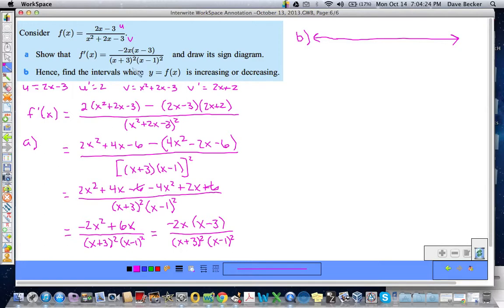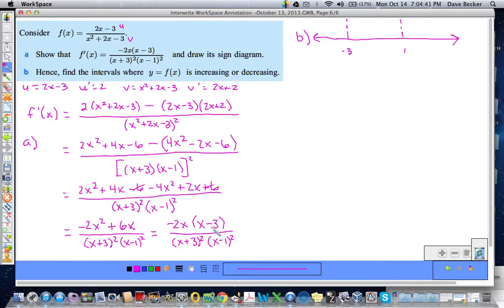So it's undefined at, let's see, -3 and 1. So -3 and 1. And so we know they're asymptotes. What we do is we make these dashed. That just reminds us that these are asymptotes.